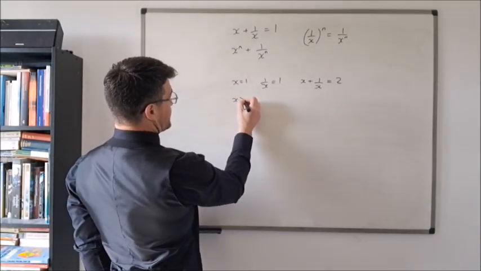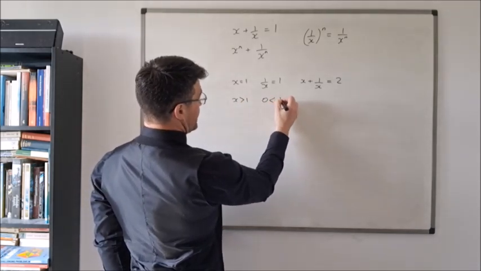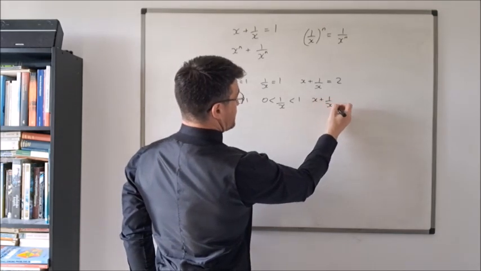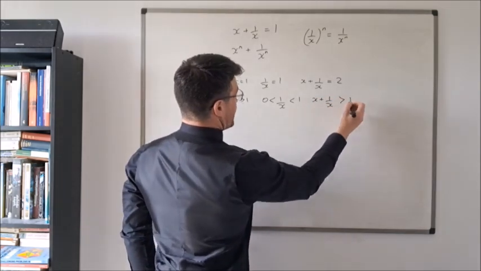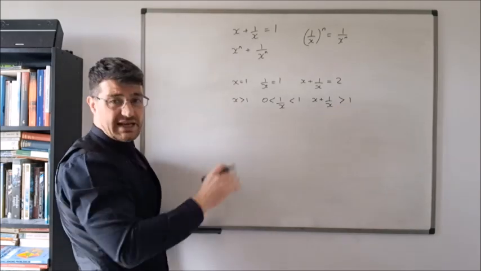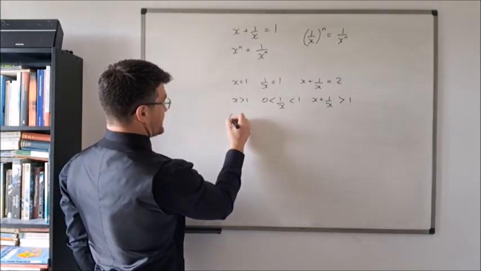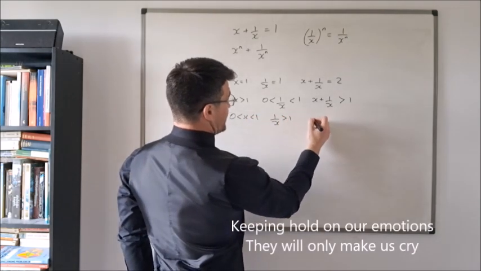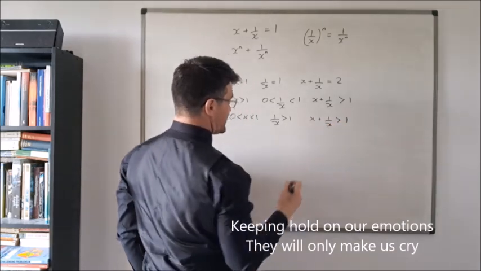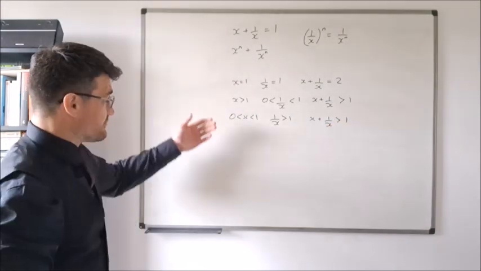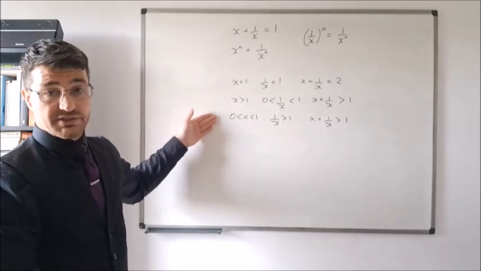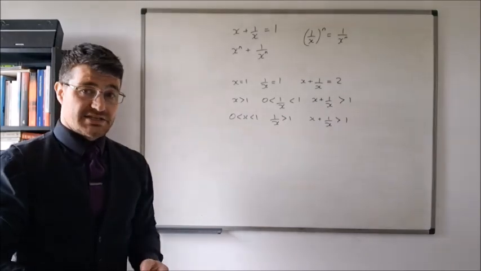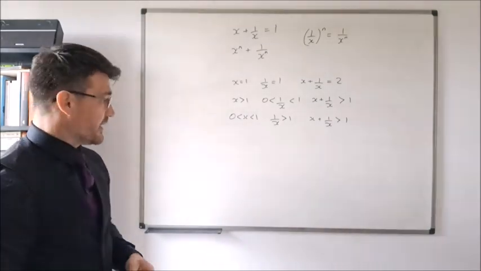If x is greater than 1, then its reciprocal is going to be between 0 and 1, and therefore the sum of the number and its reciprocal is going to be greater than 1 by virtue of the fact that x is greater than 1. If 0 is less than x is less than 1, then the reciprocal 1 over x is going to be greater than 1, and again x plus 1 over x would be greater than 1. So all of the positive real numbers are ruled out here as possibilities because they all conflict with this equality. So the upshot is that x can't be a real number.